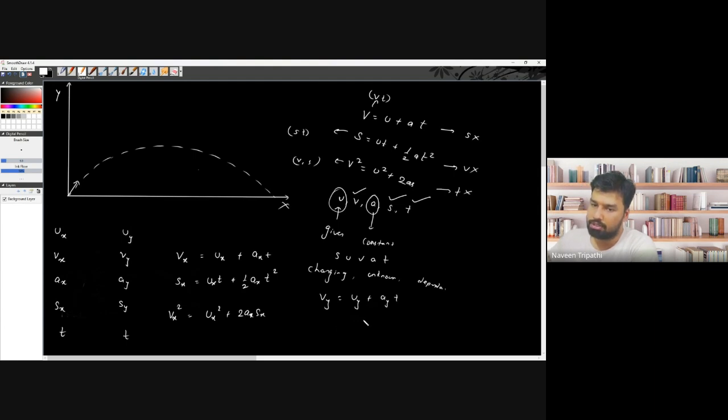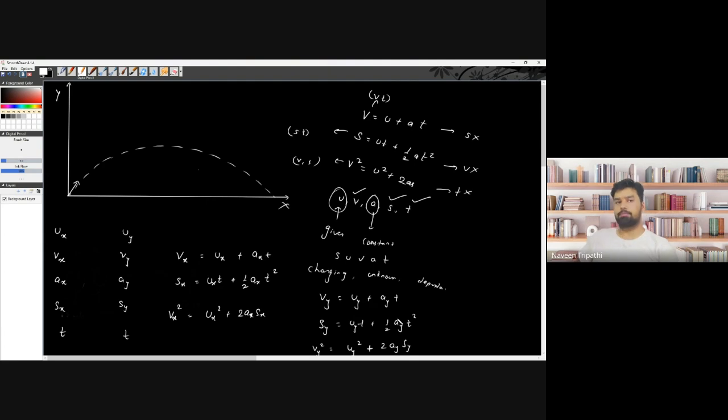The same thing can be replicated in y, which means velocity in y is initial velocity in y plus acceleration in y times t. Displacement in y is initial velocity in y times t plus half acceleration in y times t squared. And velocity in y squared is initial velocity in y squared plus 2 times acceleration in y times displacement in y. We can apply these 3 sets of equations independently on both the axes.